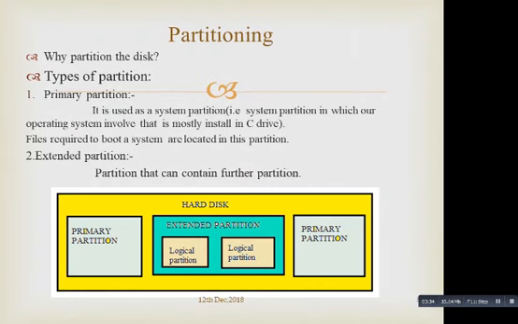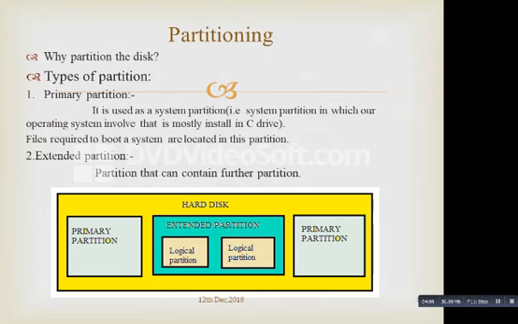Now the next part is partitioning. The question arises here, why do we partition the disk? There are two basic reasons behind it. Number one, to provide a secure environment to the computer. Number two, to manage the huge amount of data, the files, photos, videos, in an organized and well-defined order. We divide a disk into different drives.